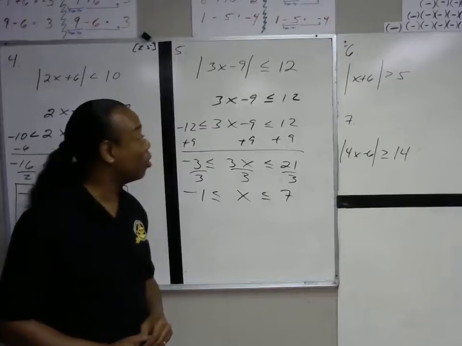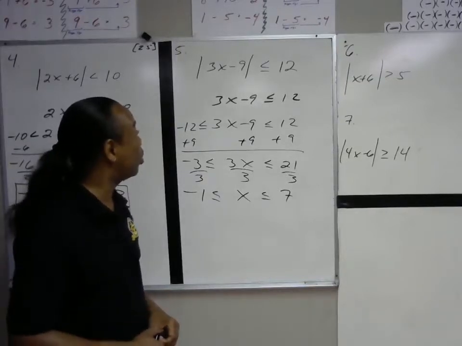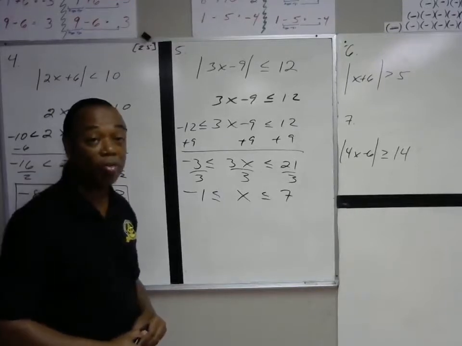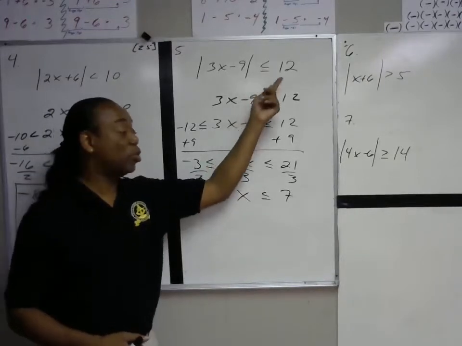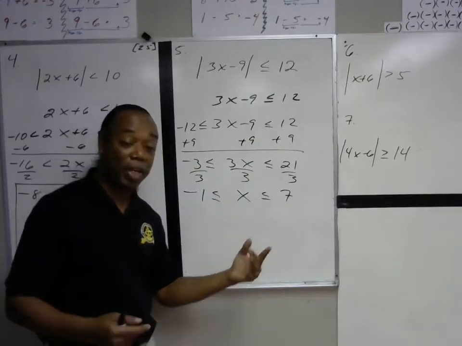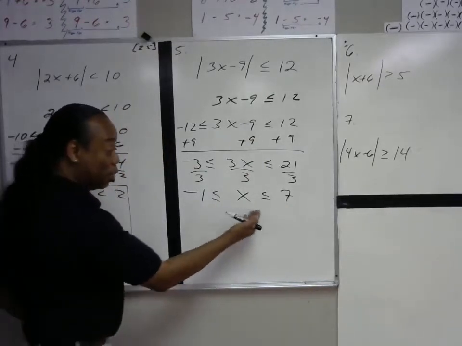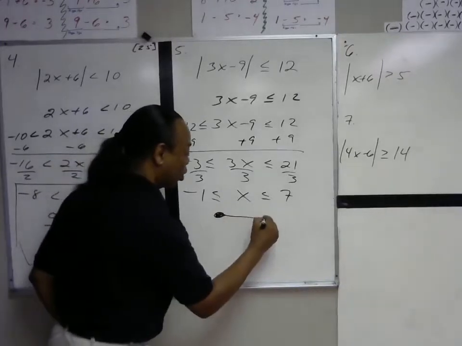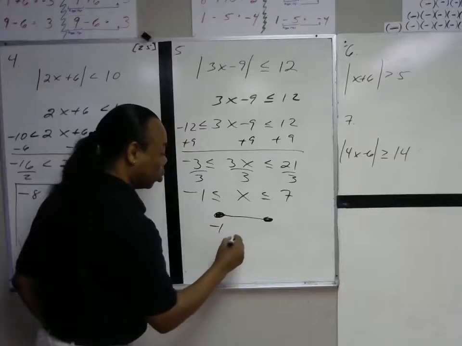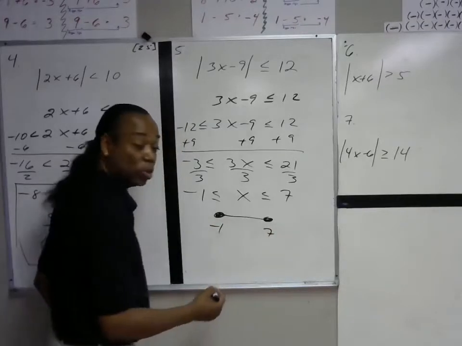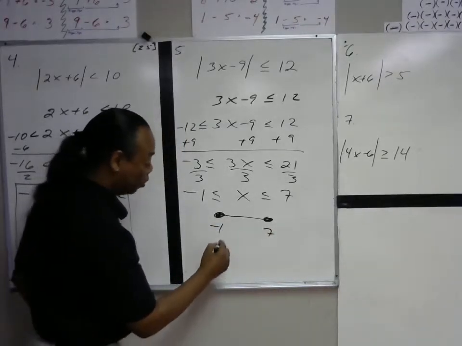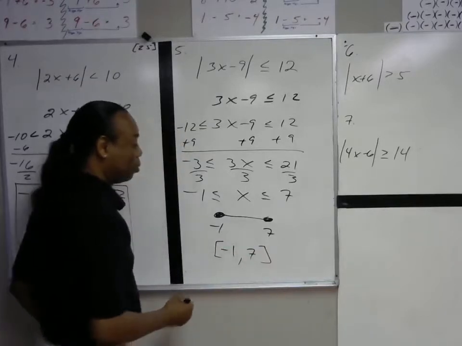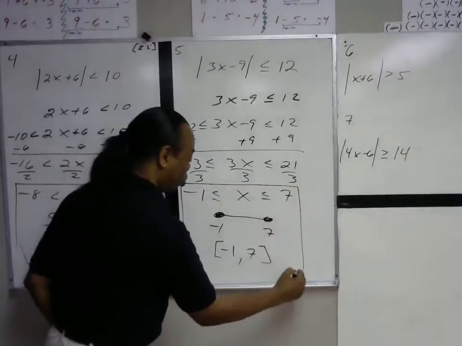If I put 7 in here, I get 3 times 7, which is 21. And then 21 take away 9 is 12. The absolute value of 12 is less than or equal to 12. So the outside numbers actually work as well, or any number in between these. So the graph of this will be a line segment closed on both sides to include -1 and 7 as solutions. And the interval notation for this will be bracket -1 to 7 bracket. So these are your three answers.